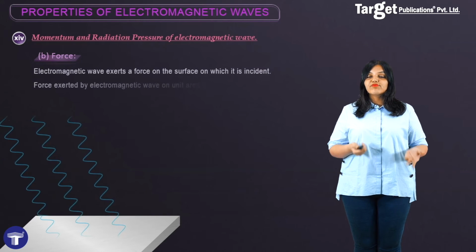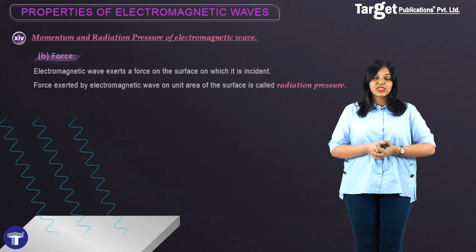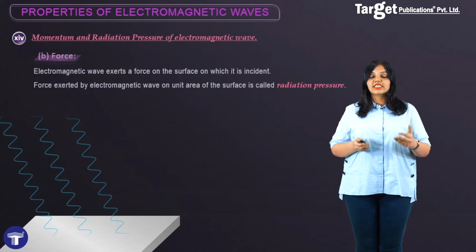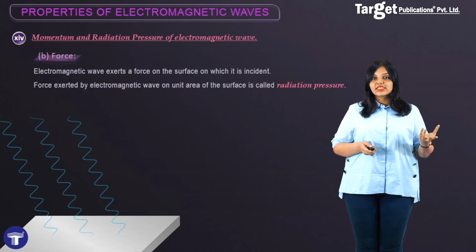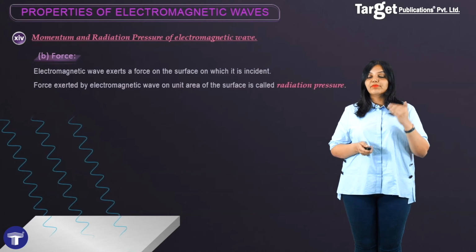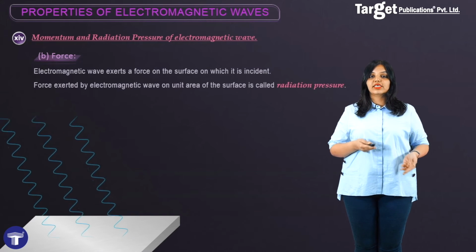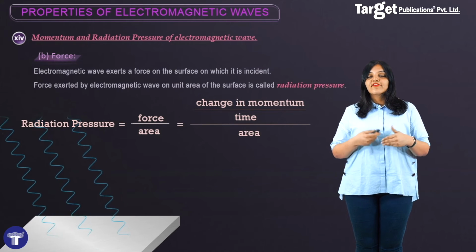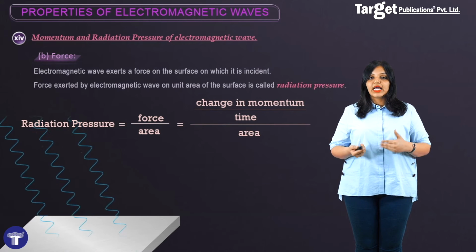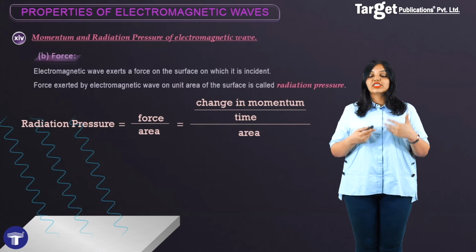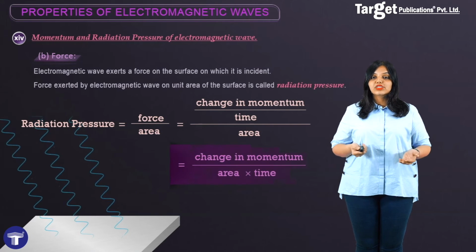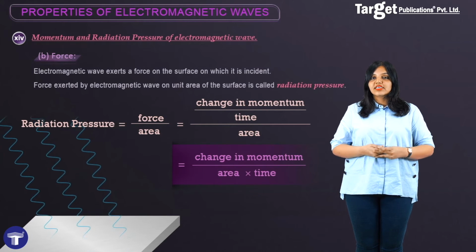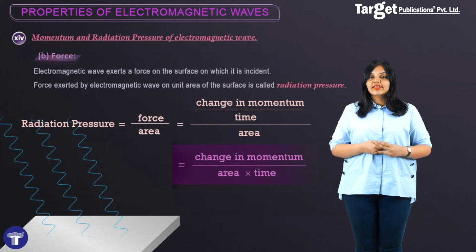And because of this force, we have what is known as the radiation pressure of this electromagnetic wave, because force per unit area is nothing but pressure, and therefore force exerted by an electromagnetic wave per unit area of the surface is known as radiation pressure. So by definition, radiation pressure is force per unit area. Force itself is change in momentum upon time, and therefore I get radiation pressure is change in momentum upon time into area. And this is the formula for the radiation pressure exerted by electromagnetic waves on any surface on which they are incident.